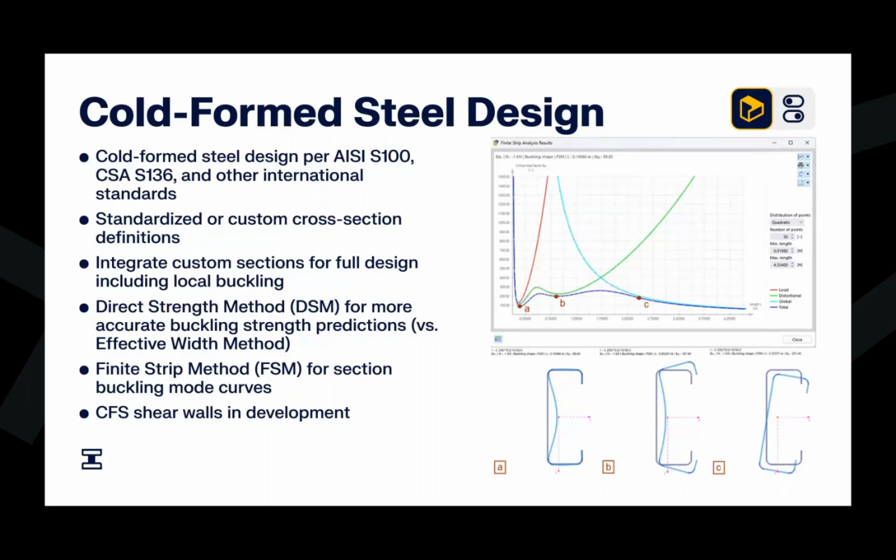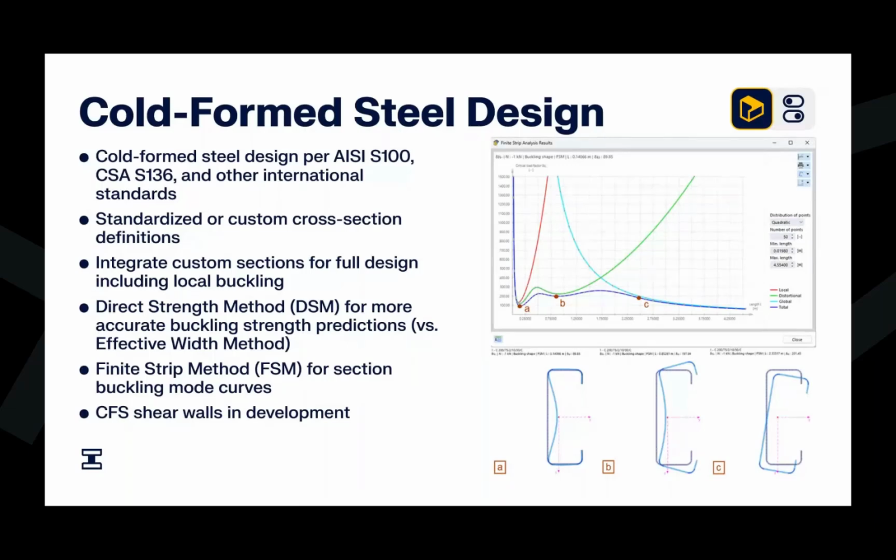Now, specific to cold form steel design and buckling, we have implemented the direct strength method. And this gives us a little bit more accurate buckling strength predictions versus a little bit more antiquated approach with the effective width method. So again, utilizing direct strength method. Now, within this, we also utilize the finite strip method for section buckling mode curves.